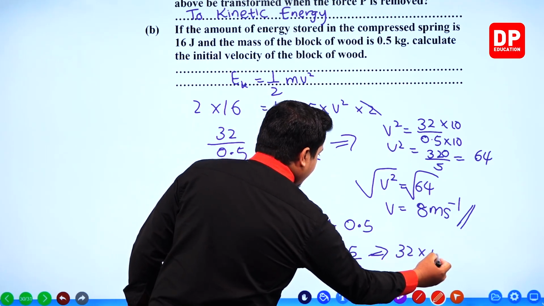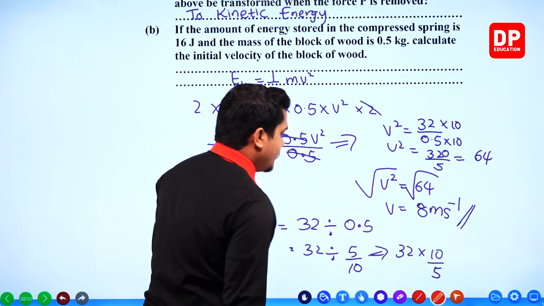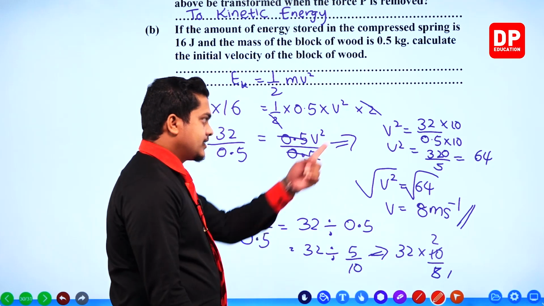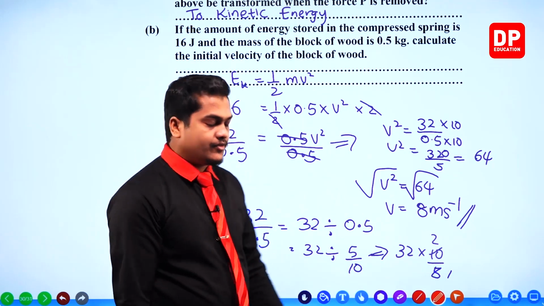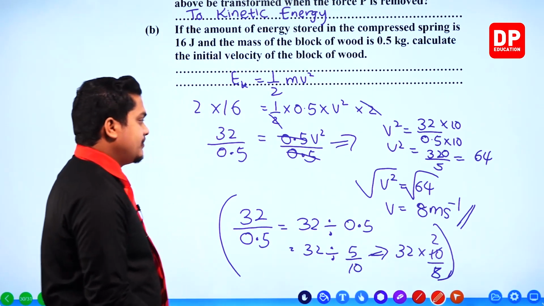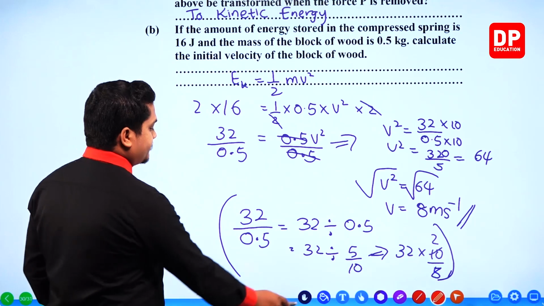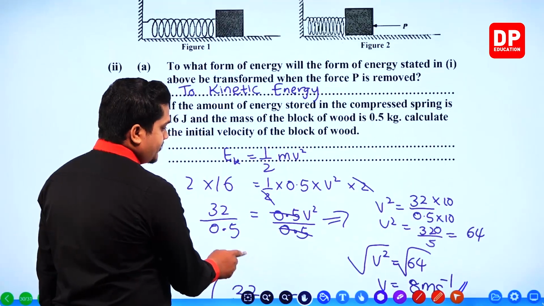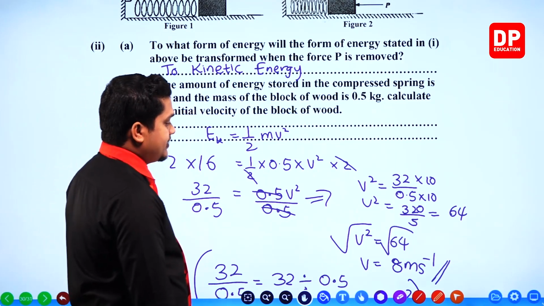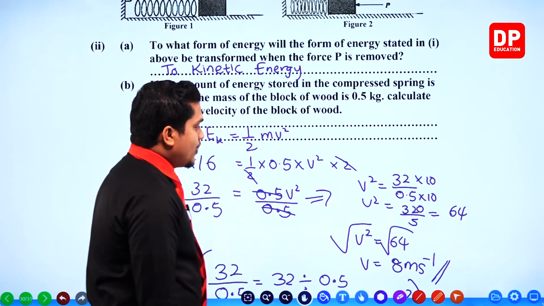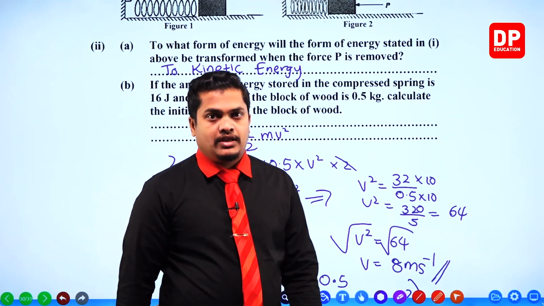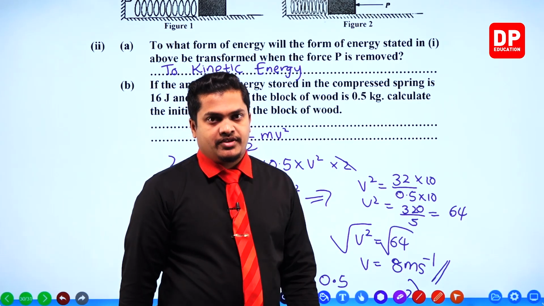32 multiplied by 10 divided by 5. So here 1, here 2, 2 times 32. Once again, you can get the answer as 64. I'll mention this as a bracket, just to make the simplification somewhat easier. So our answer is 8 m s^-1. You apply the formula half mv squared. That's how to find out the kinetic energy possessed by an object.